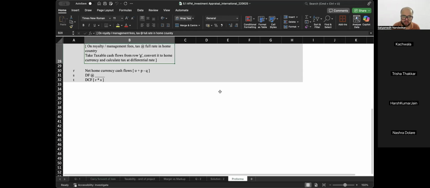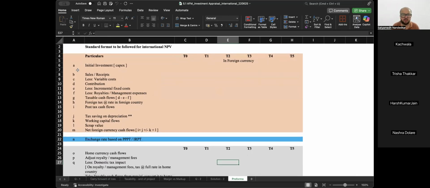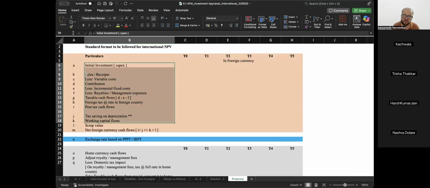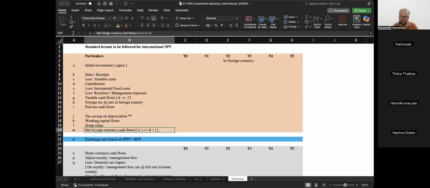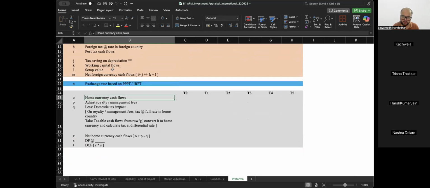And for the international NPV questions, this is one pro forma that we use. We first of all calculate the net cash flows in the foreign currency. Okay. Then we have the exchange rates that we have calculated. We convert that into home currency using these exchange rates. We add royalty or management fees. Then we have the domestic tax impact. This is a very important adjustment. On royalty or management fees, you have to pay tax at the full rate in home country.